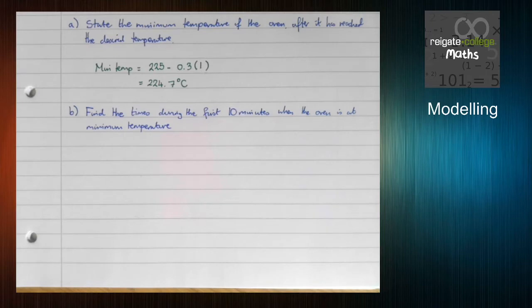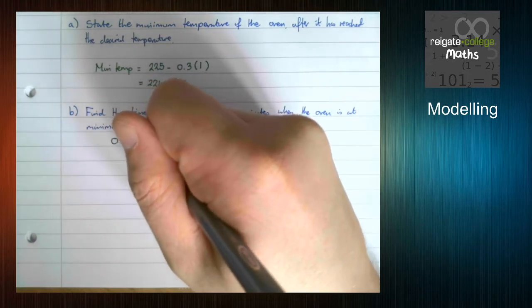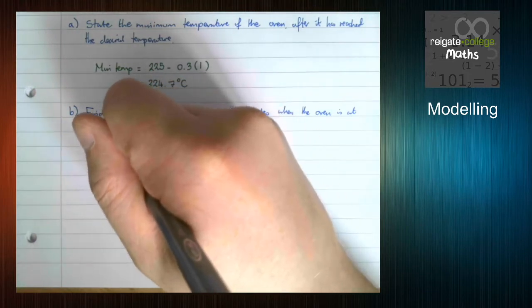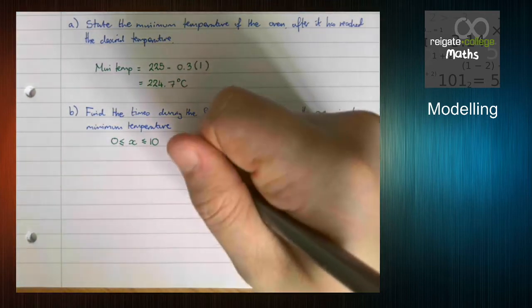So now we get on to our part B. Find the times during the first 10 minutes when the oven is at minimum temperature. You've got to be very careful with these modelling questions with trig as to what interval you're solving in. Times during the first 10 minutes. Times means there's going to be more than one answer. 10 minutes means that x, we're solving for x, is between 0 and 10. And technically it's inclusive, but we know it's not going to be 0 or 10.